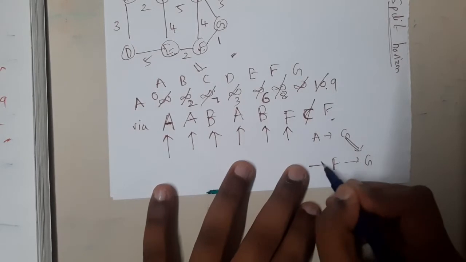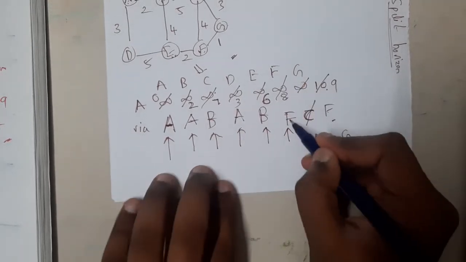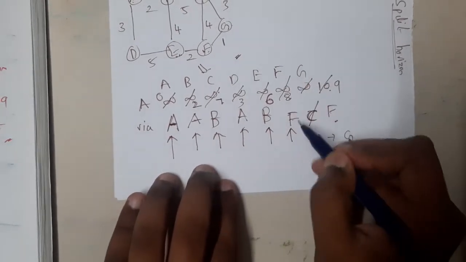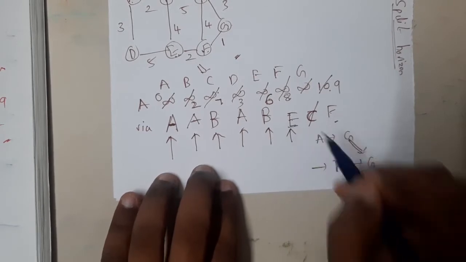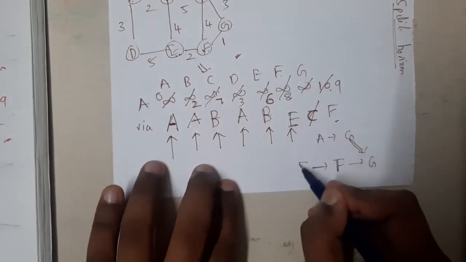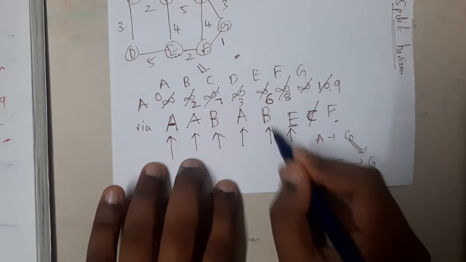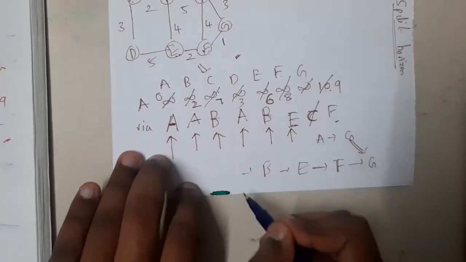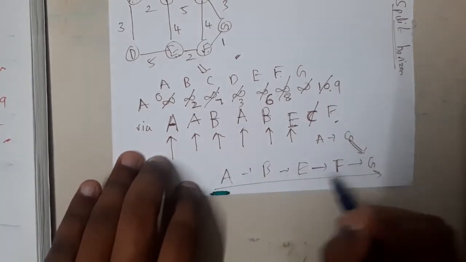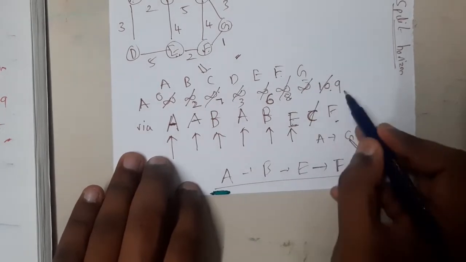Similarly, to F how will I go? Sorry, just give me a second. That's my bad, it is E, guys. To F I will go with the help of E. To E how will I go? With the help of B. To B how will I go? With the help of A. So from A we got the path to G, and the cost to G is nothing but 9.